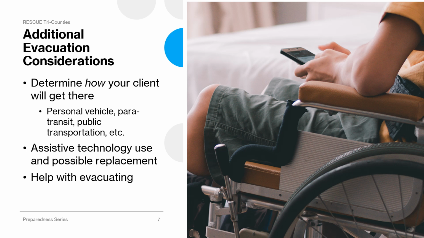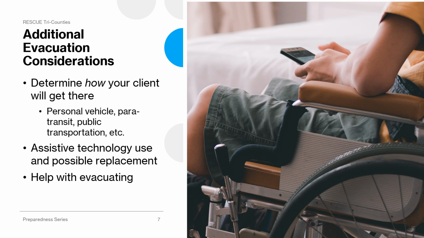In one of our previous trainings, we talked about adaptive and assistive technology and some of its uses. Building these items specifically into your client's evacuation plan is also important. How will you ensure they have these with them or near them if they have to evacuate so they can communicate with others if they rely on speech assistive technology?